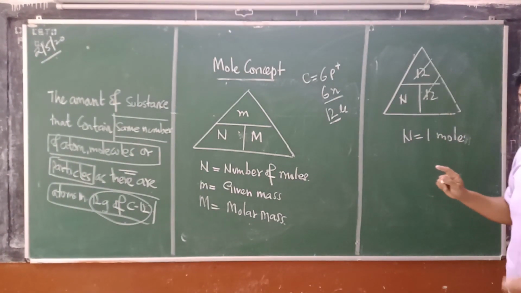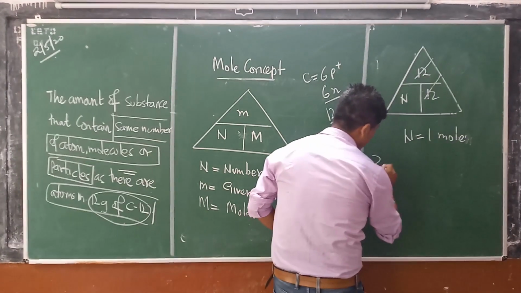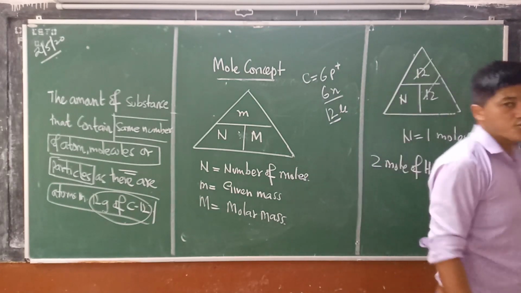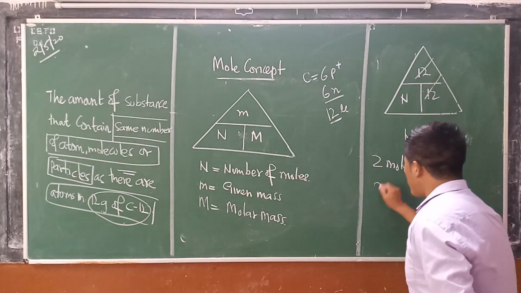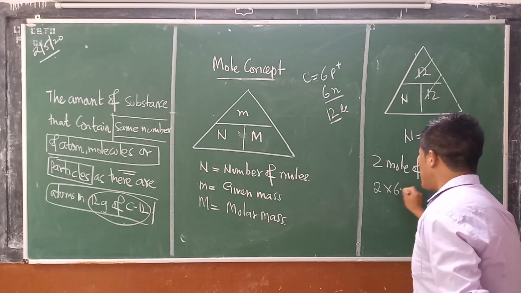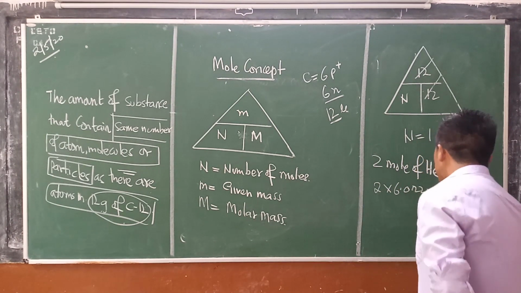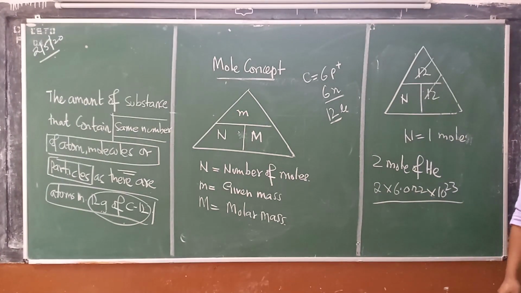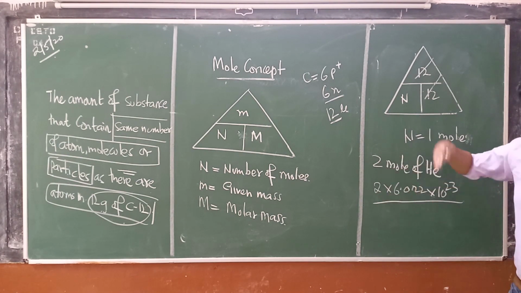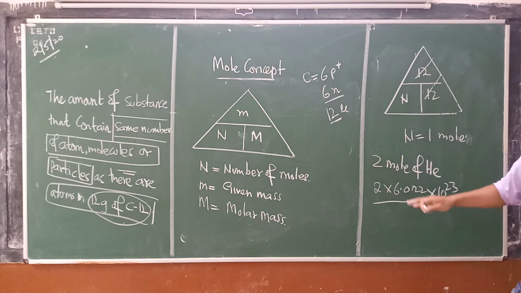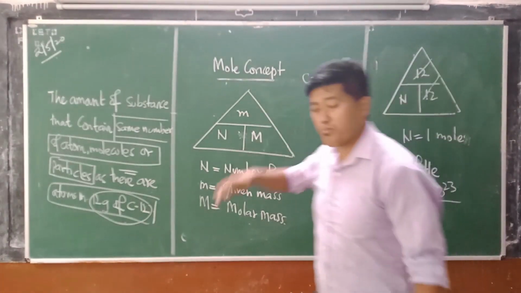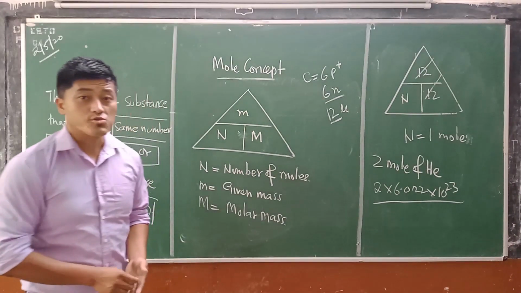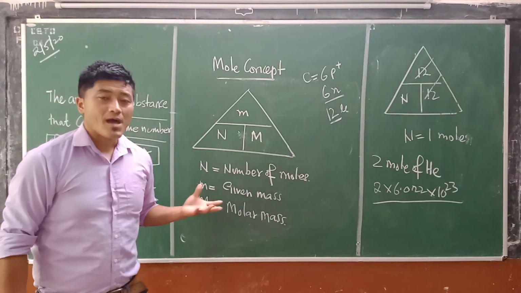Now let us imagine I say 2 moles of helium. That means I have to multiply 2 by 6.022 times 10 raised to the power 23. That many helium atoms are present. If I say 3 moles, you multiply by 3. This concept was first brought forward by Avogadro, and this number, 6.022 times 10 raised to the power 23, is what we refer to as the Avogadro number.